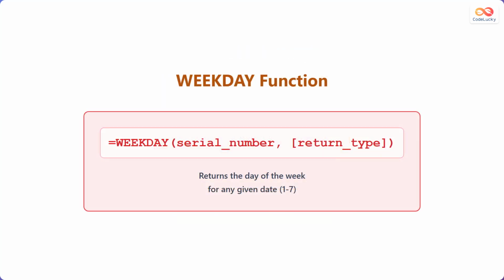Now let's explore the WEEKDAY function. The WEEKDAY function returns the day of the week for a given date as a number, typically ranging from 1 to 7. Here's the syntax: =WEEKDAY(serial_number, [return_type]). Similar to the WEEKNUM function, the serial number is the date you are interested in, and the return type is an optional argument that determines how the days of the week are numbered.